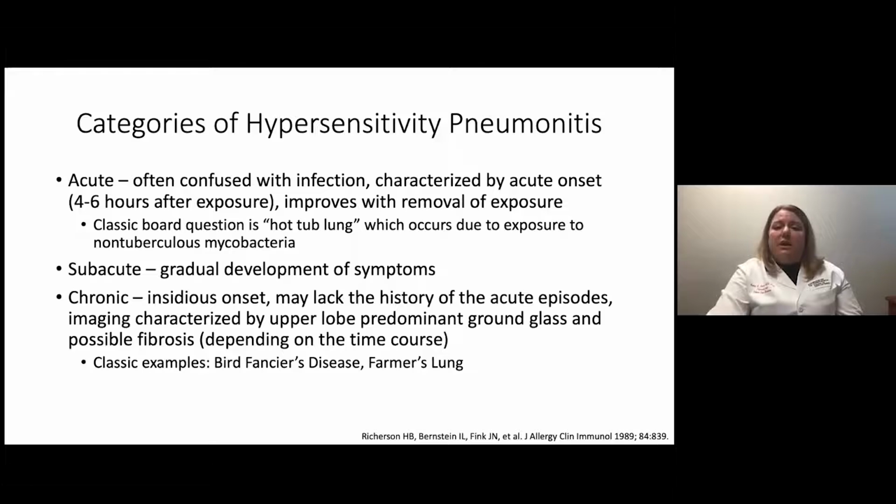And then farmer's lung most often comes from a mold inside of hay that farmers are exposed to, but there are all different antigens in wheat, hay, all kinds of grains that people are exposed to that can cause this chronic hypersensitivity over time. And for all of these, the most important thing in terms of the cornerstone of treatment is trying to identify the exposure and then removing the patient from the exposure.